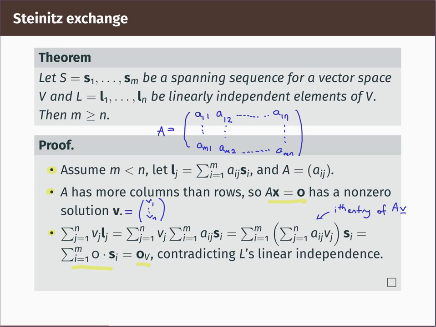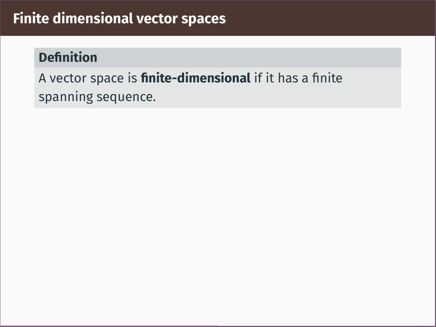So to repeat what I said earlier, the important thing this result is telling you is that if you have a finite spanning sequence S1 up to Sm for a vector space, then its size is greater than or equal to the size of any linearly independent sequence in V. Spanning sequences are bigger than linearly independent sequences.